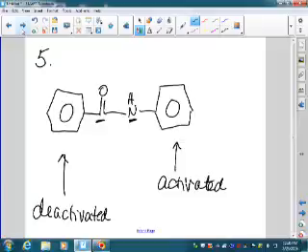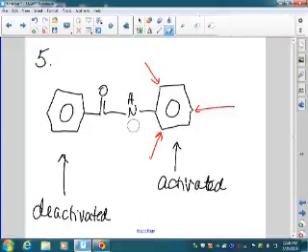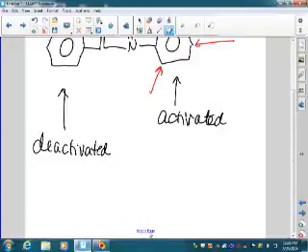Activated means it's going to do the reaction faster. So then the question becomes, what kind of director is the nitrogen? That's an OP director. So the positions that are available for an electrophile are the ortho positions and the para position. So that's the answer. You draw the arrows to the ring that is more activated and the positions that are the most activated.